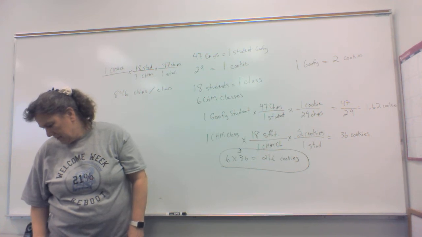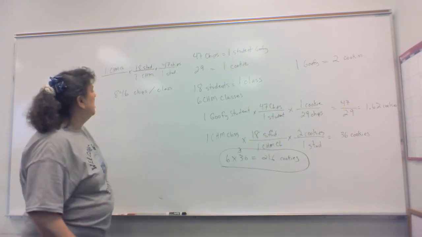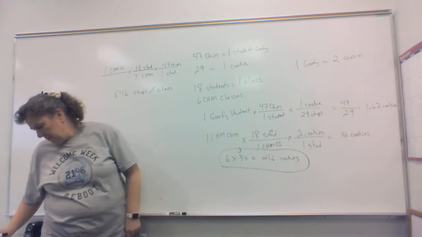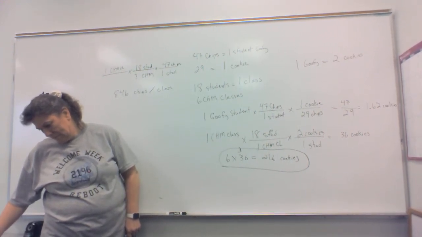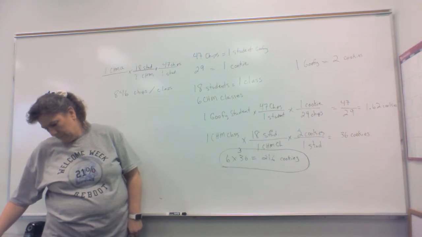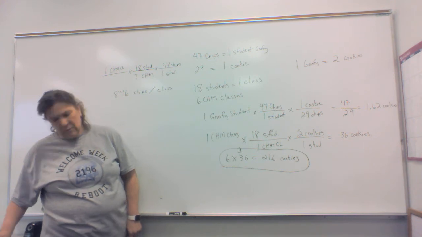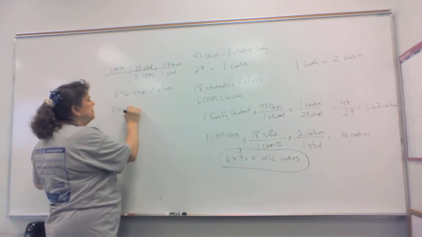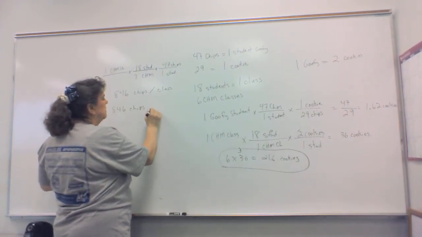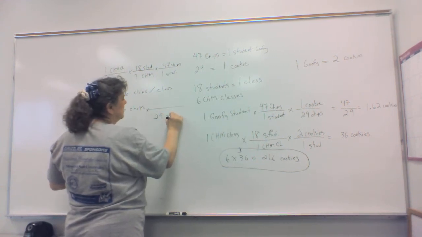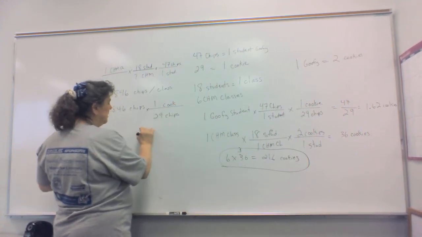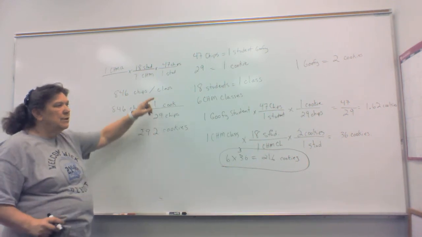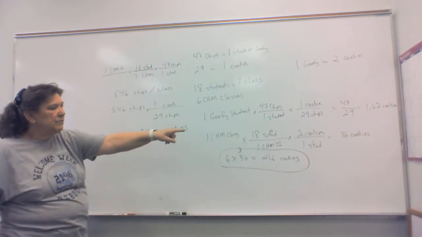And then we could divide by 29 chips in a cookie. So if I have 846 chips, and I want to find out how many cookies, I'm going to have 29 chips to one cookie. And I get 29.2 cookies. So you see there's a difference when you work from the chips to the cookies and when you work from the cookies straight.